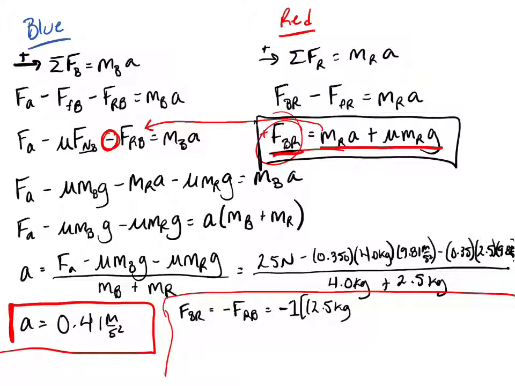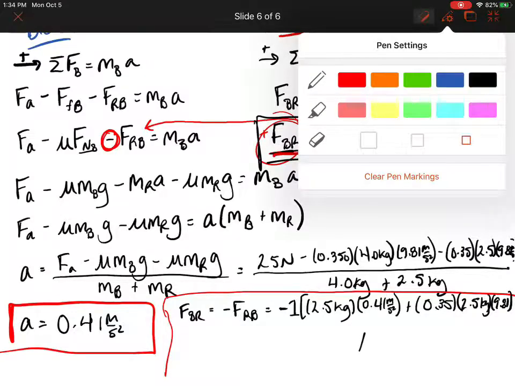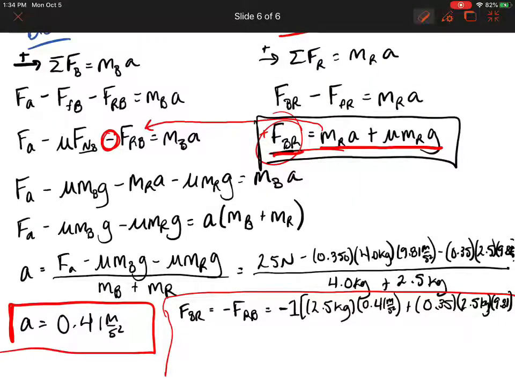How am I doing this? I'm reading it from here, by the way. 2.5 kilograms times my acceleration, which I got was 0.41 meters per second squared, plus mu, 0.35 times mass of the red box, which again was 2.5 kilograms, times g. And again, I'm running out of room just everywhere. And so what do we get here? Well, here this 2.5 times 0.41 plus 0.35 times 2.5 times 9.81, we get a positive 9.6.